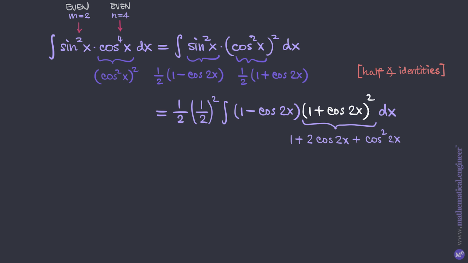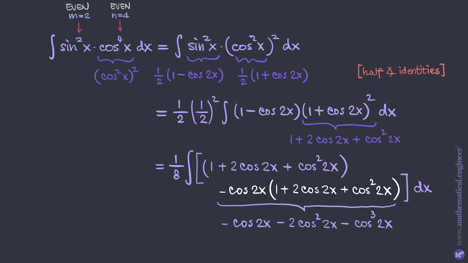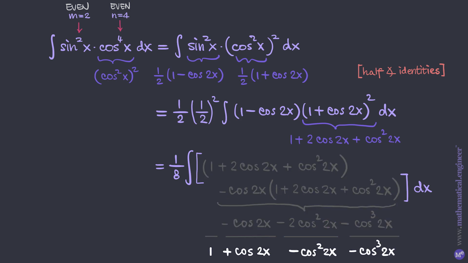To proceed further, we need to first clean up the integrand. Expand the very last term. Then collect like terms: constant, linear, quadratic, cubic. As you can see, the integrand has become a polynomial in cosine 2x, so we will work on the integrals of each term one by one.